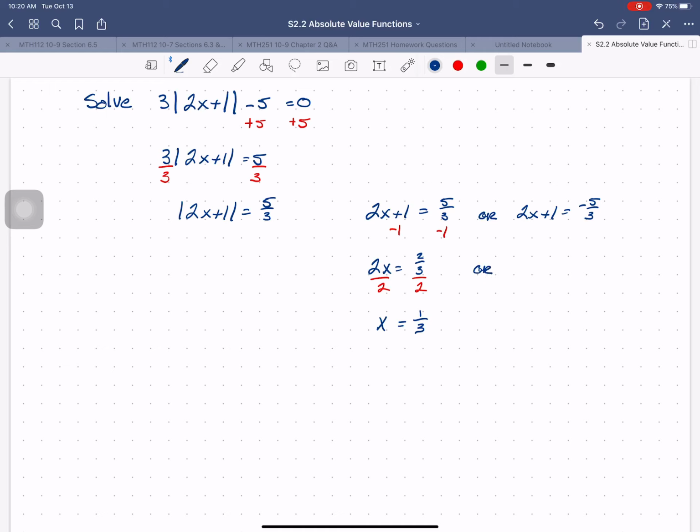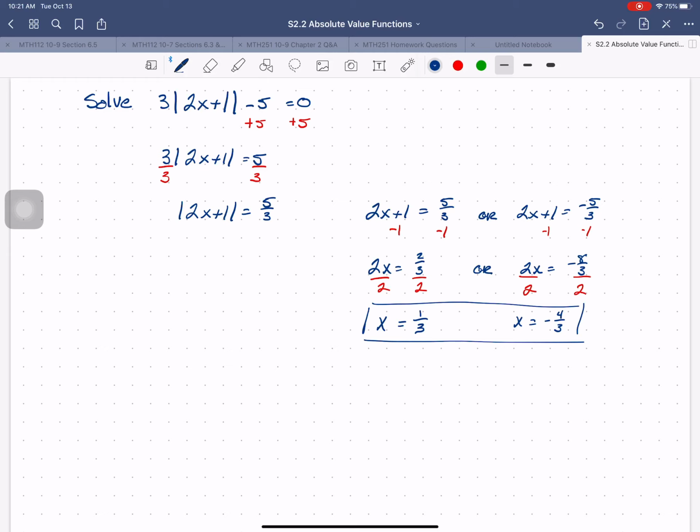Or, work the second equation. 2x plus 1 equals negative 5/3. Subtract 1 from both sides. You end up with 2x equals negative 8/3. Divide by 2, and you get x equals negative 4/3. These are the solutions to the equation we started with, and we can check those by plugging them back in.